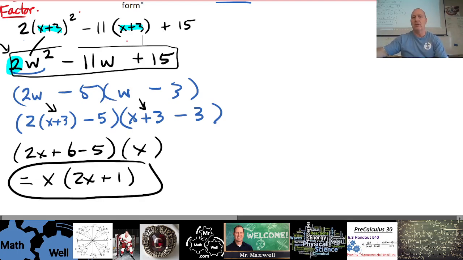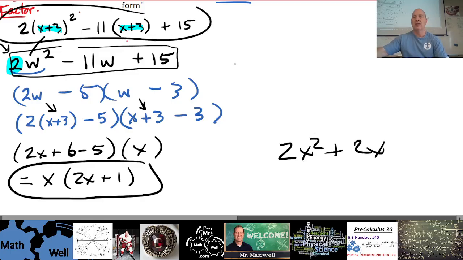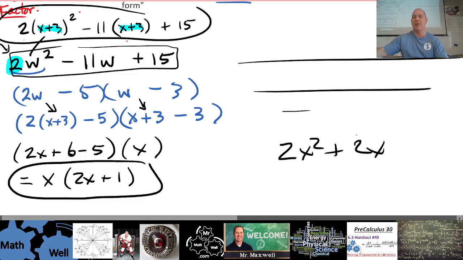You would have lots of common terms, and you would get down to 2x squared plus 2x. If you expanded this, you would subtract and gather like terms, and it would get to this, and then you could factor it, right? Oh, that's not right either, is it? 2x squared plus x. Then you would factor the x out, and you'd have x times 2x plus 1, and you would get the same answer.